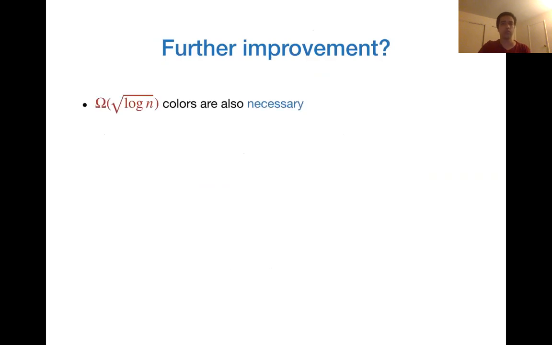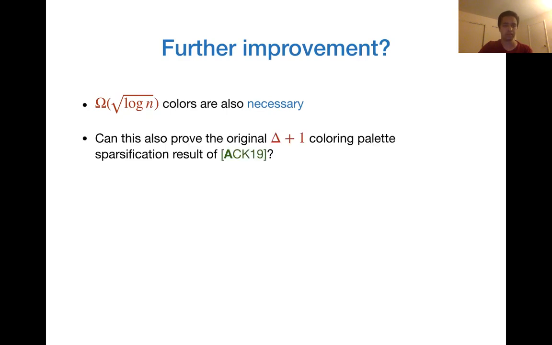Now let's quickly talk about some other improvements. First, omega square root log n colors are also necessary for this, and you can prove this by looking at a collection of disjoint cliques. Another nice question is, can we use this type of result to also prove the delta+1 coloring result of ACK? And it seems that the answer is no here.